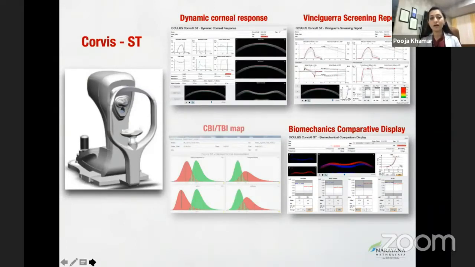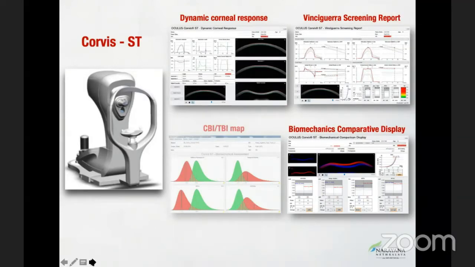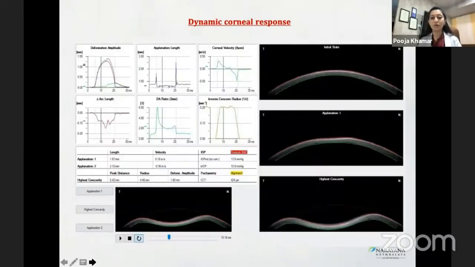Now Corvus is a Scheimpflug based device, which gives us multiple parameters. It doesn't give you just one biomechanical parameter. It gives multiple parameters, like the dynamic corneal response. It gives you the deflection and the deformation amplitude. It gives you the CBI and the TBI values. And it also now helps us with a biomechanical comparative display, like how we compare topographies.